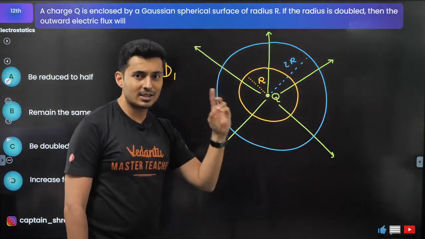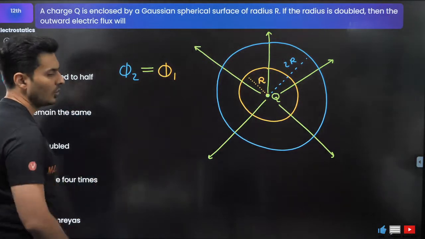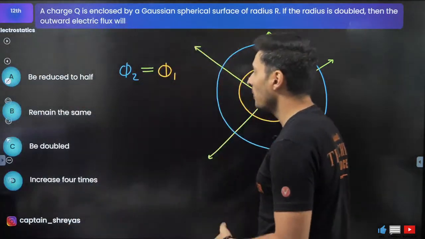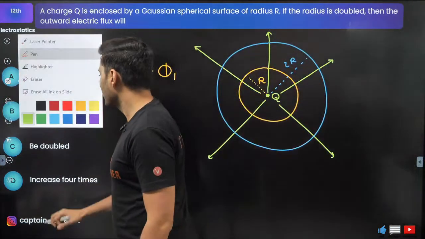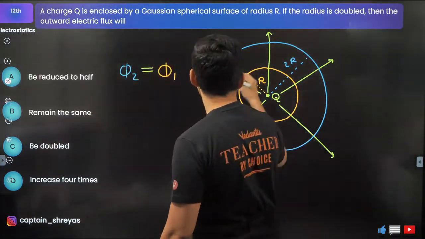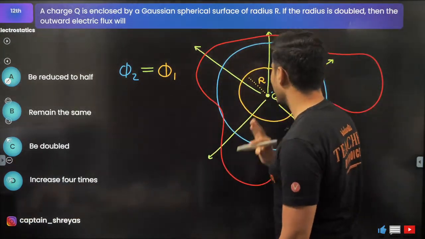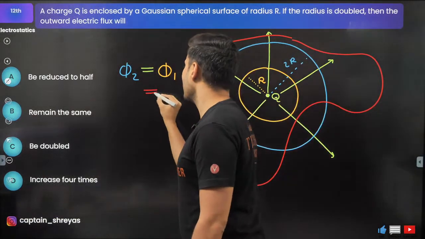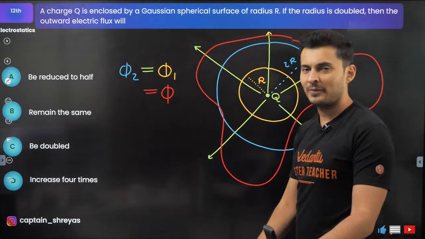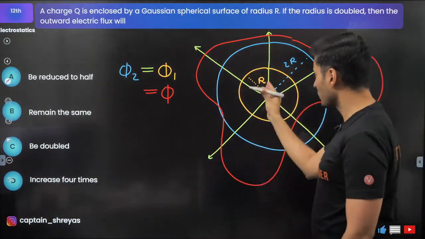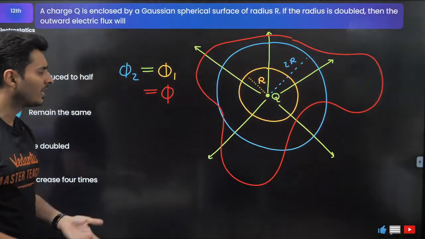So all the field lines pass through both the surfaces. Hence, the answer should be that they are going to be equal. It doesn't matter how big you draw. Even if somebody draws a crazy surface like this, as long as the charge enclosed is the same, you will see that this surface will also have the same flux. No doubt about it. The charge enclosed is always the same, and you can see the field lines are also the same. Great.